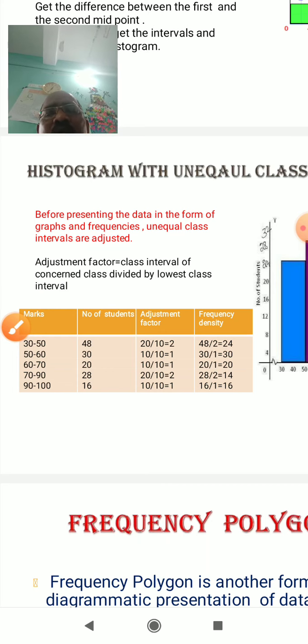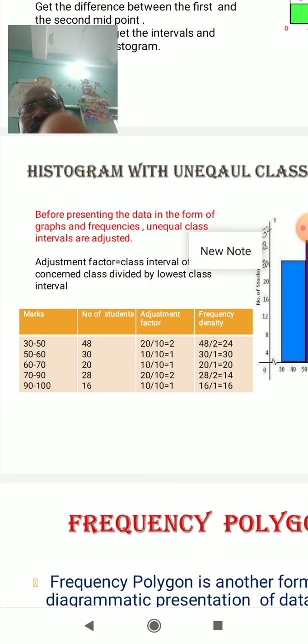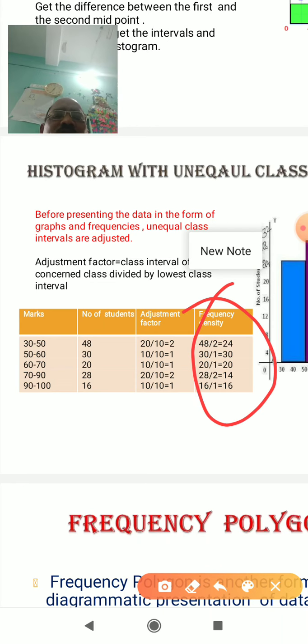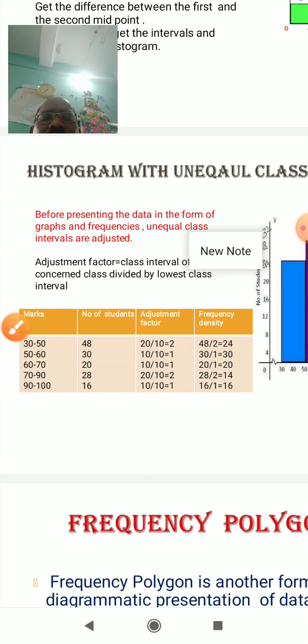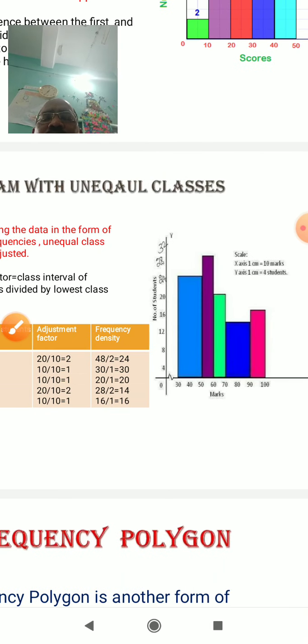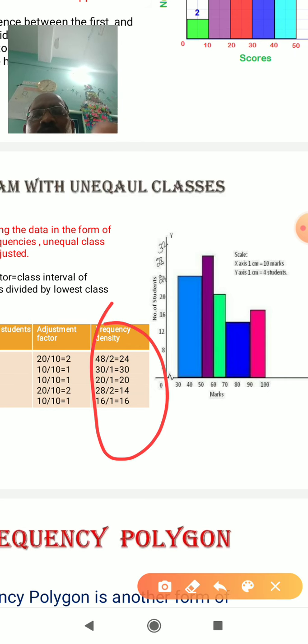Then we can calculate the frequency density. How can you calculate the frequency density? The original frequency divided by the adjustment factor. That is 48 divided by 2 equal to 24. And 30 divided by 1 equal to 30. 20 divided by 1 equal to 20. 28 divided by 2 equal to 14. 16 divided by 1 equal to 16.